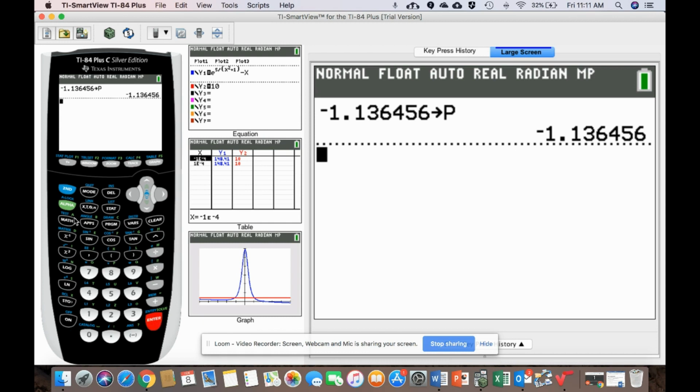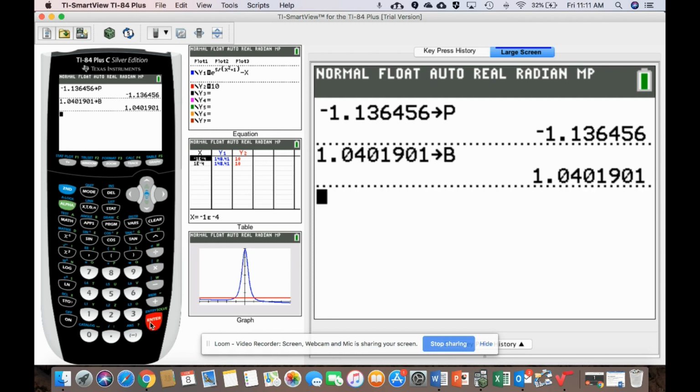So now let me go ahead and store the other value as well. 1.0401901. Store that as my initial B. All right, so I'm making note of that on my paper. And now we are ready to enter our integral.